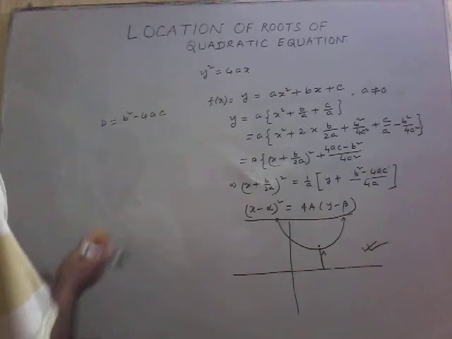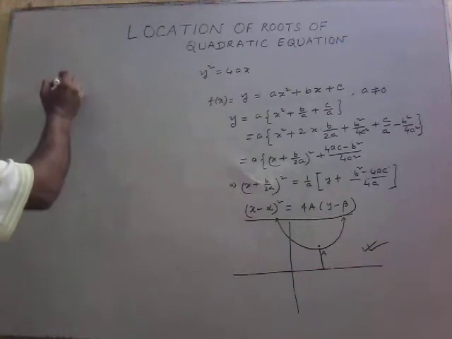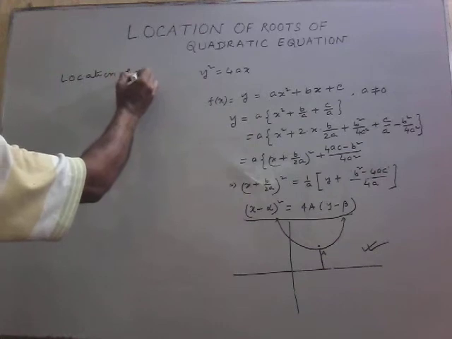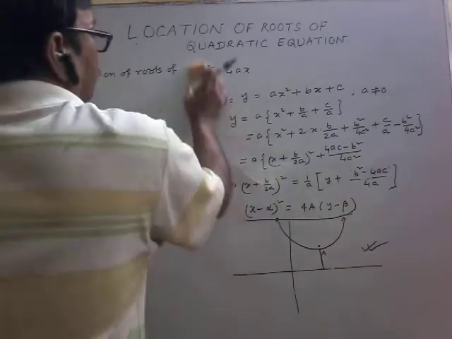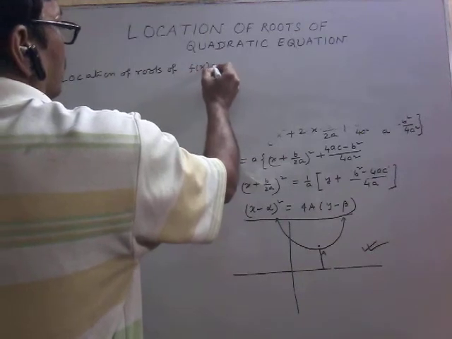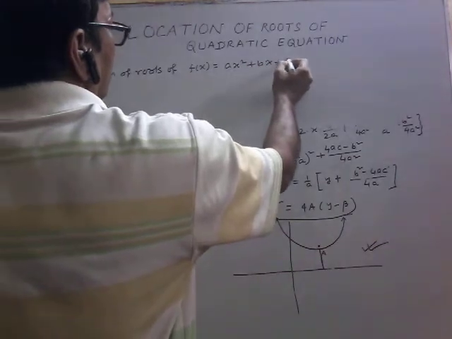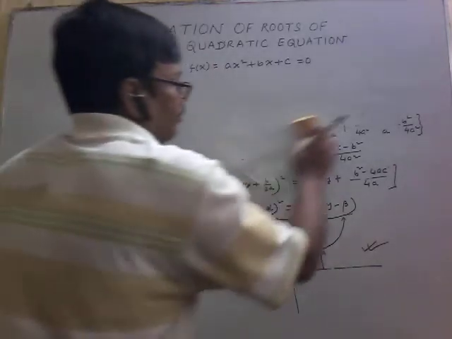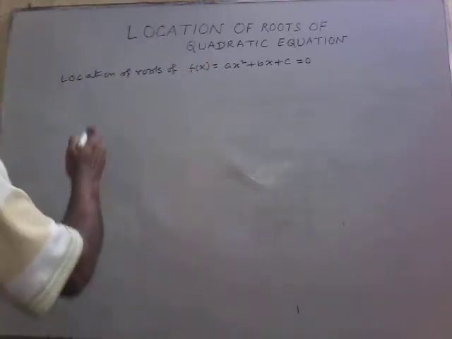Now, location of roots of f(x) equals ax square plus bx plus c equals 0. So number 1.